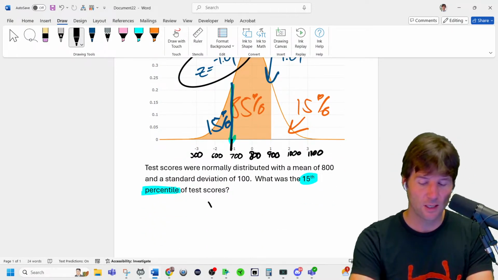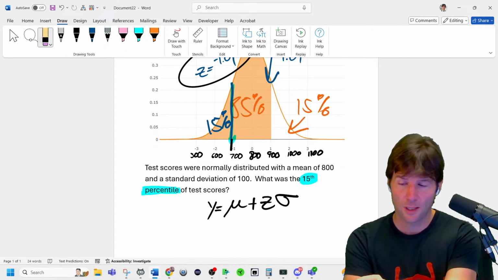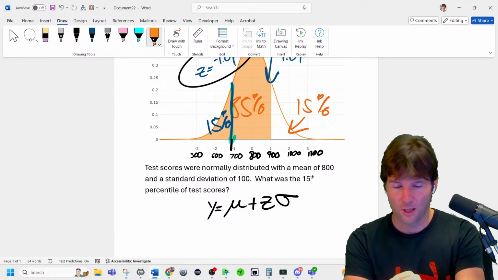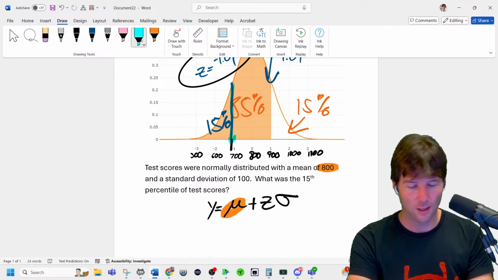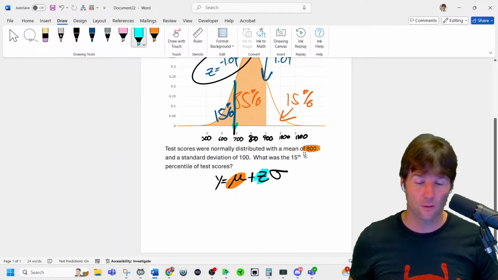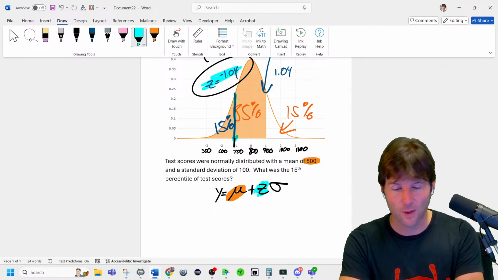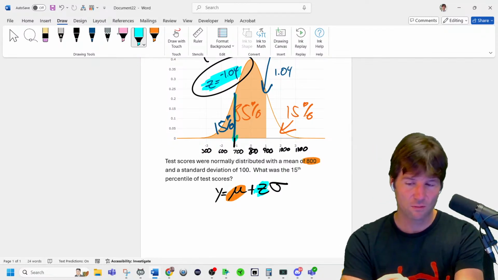So we write the formula again: the observation is equal to the mean plus the z times the standard deviation. We start plugging in our numbers: the mean of 800, the z-score of negative. Is there a range? Yeah, we give a range. There's a little plus or minus on it sometimes, and we're slightly forgiving, but just try to get them right.